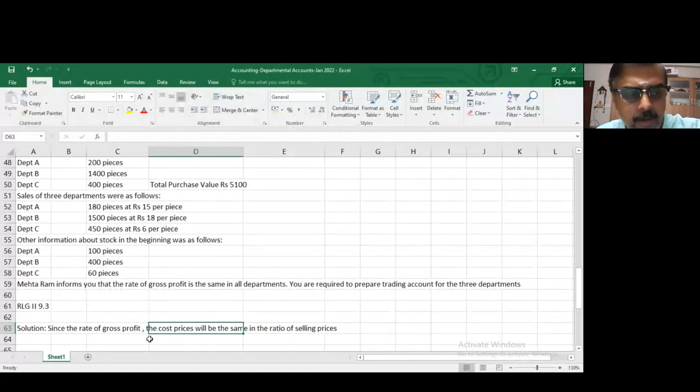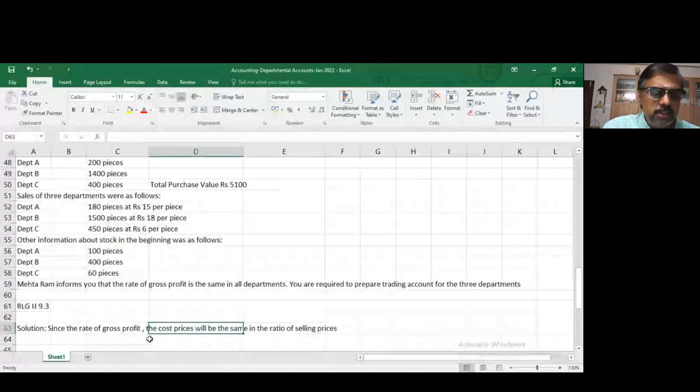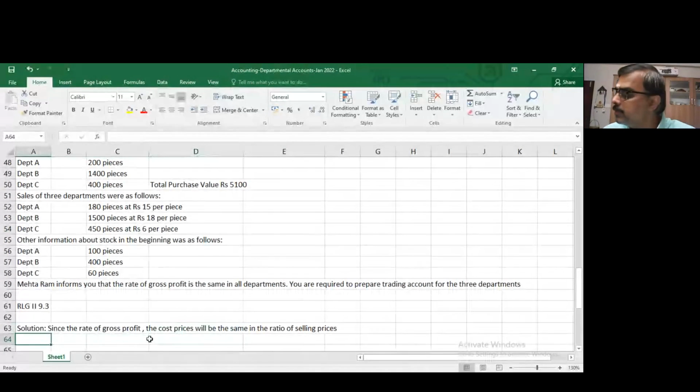What does it mean? If for department A, cost is 2 and sales is 4, and for department B, cost can be 3 and 6, so the ratio is the same. The ratio of cost and selling price will be the same. So that is an important assumption.